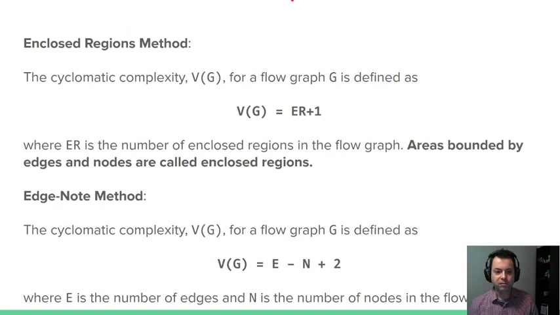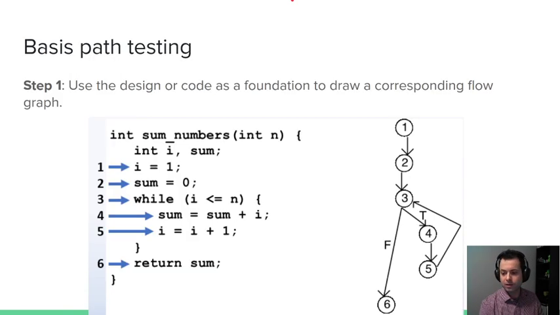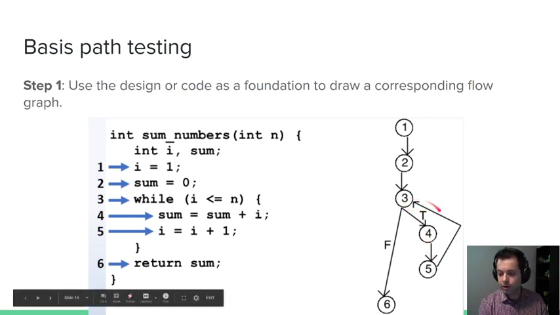So first one, enclosed regions. This is where we have a complexity, so let's call this V of G, is going to be ER plus 1. What is ER? ER is the number of enclosed regions. What is an enclosed region? Basically, it is a loop. So it is an area in your graph that is basically enclosed in some way. If we go back here, how many enclosed regions do we have? One, right? So we have this loop here where it is enclosed by nodes and edges.